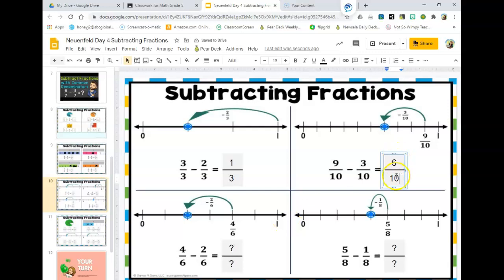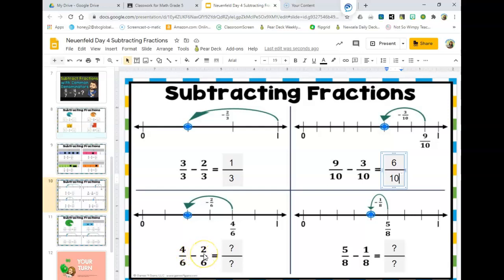For those of you that remember how to simplify, you can divide both of these by 2, and you also get 2/5. Or 3/5, sorry, 3/5. I apologize. All right, let's move on to the next one.